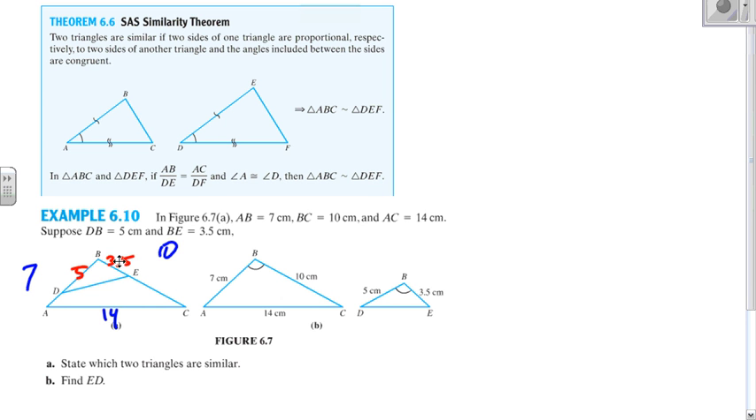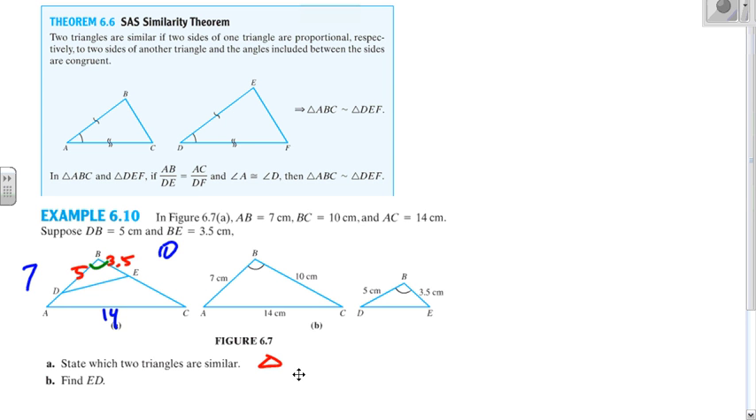So we do have angle B. There are two triangles here, BDE and BAC. And angle B is in both of them, so it's congruent to itself by the reflexive property. And if we look at the sides, 3.5 to 10 is not equal to 5 to 7. But if we flip that and take 3.5 with 7, we'd have to double it, and 5 times 2 would get 10. So they are similar because they are proportional.